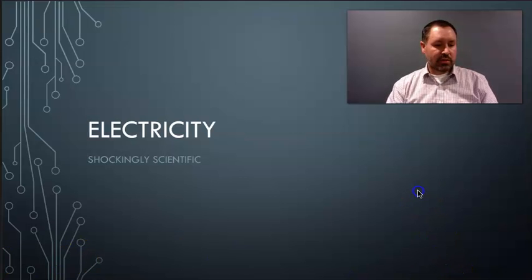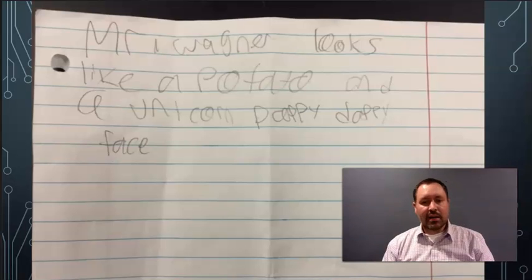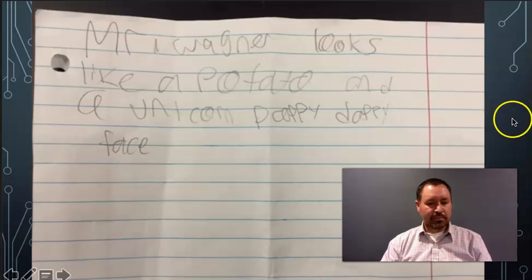So here's electricity and a blank slide. I just thought this would be kind of fun. This is something I found on the floor of my classroom a few years ago, and I thought it was kind of interesting. Mr. Wagner looks like a potato and a unicorn poppy dopey face. Listen, our kids sometimes struggle to be mean, and if that's the meanest they can work up, we got a pretty good crew of kids. So you'll see fun things like that, and you'll just want to share them with other people.